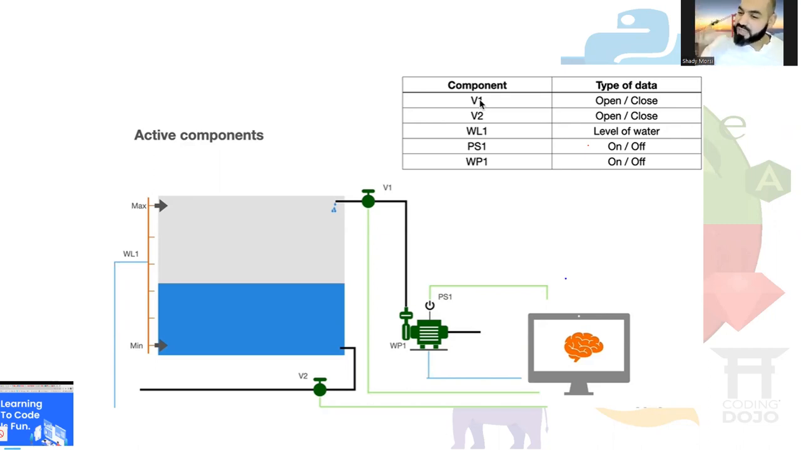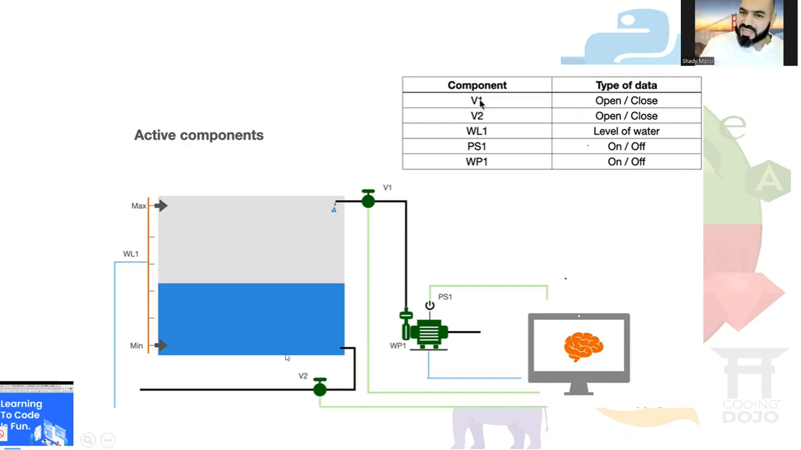If I'm going to read the water level, in this case WL1, I'm going to read it in liters. So I said there is 100 liters, 1,000 liters, 10,000 liters. So this is going to be a number. We call this an analog signal. It's not like a digital signal, which is one and zero.